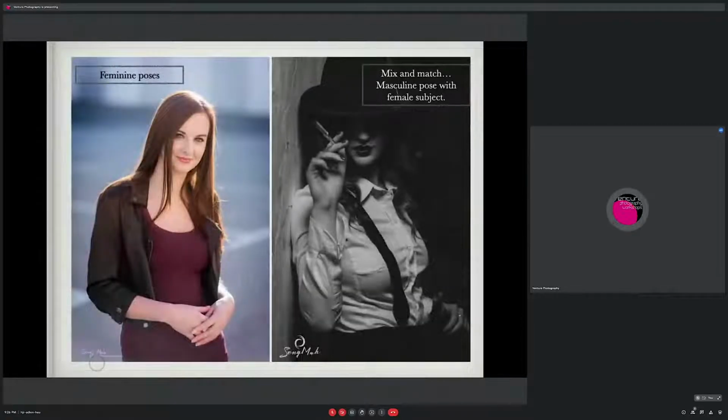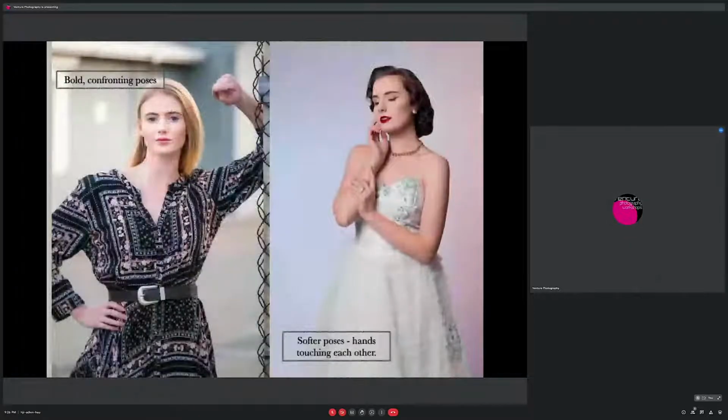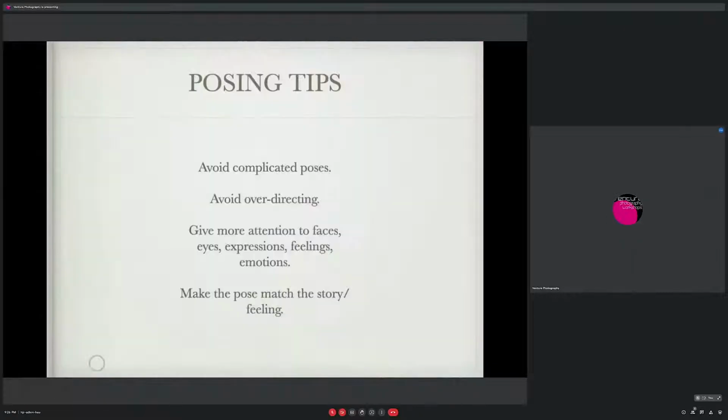Posing can be feminine. You can be very experimental with your posing. You can have a masculine pose with a very feminine subject, for example. You can have confronting front-on poses that exude power, or softer poses where hands are touching each other, fingers lightly on each other, ballet hands, stuff like that can be good at suggesting softness. So try and avoid overly complicated poses. I avoid over-directing people. Don't tell them, move your ear this way, don't tilt your head this way.